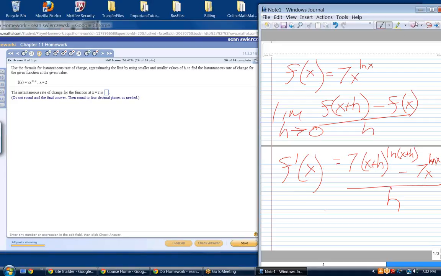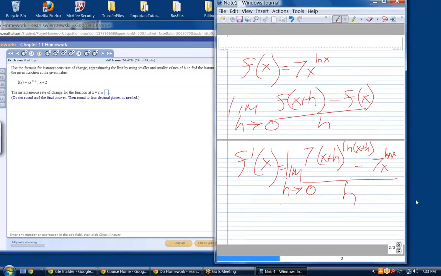In other words, I haven't quite written this correctly. F prime of x is equal to the limit of this as h goes to 0. So let's evaluate this thing. We can do what they're asking now that I get what they're asking, using smaller and smaller h's.